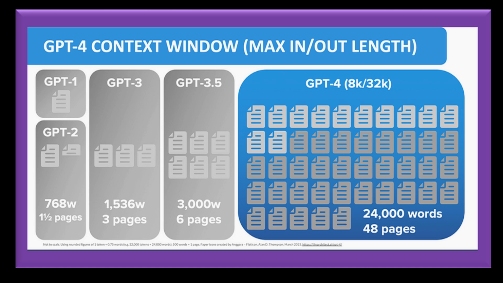Next comes context window. In natural language processing, a context window refers to the portion of text surrounding a specific word or token that is considered when processing that word. The context window helps the NLP model understand the word's meaning and relation with other words in the sentence.